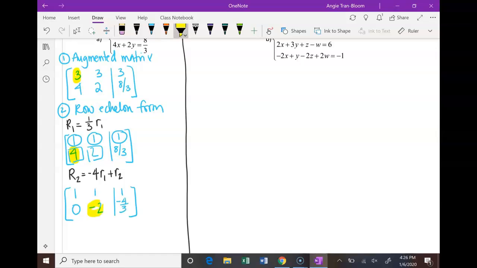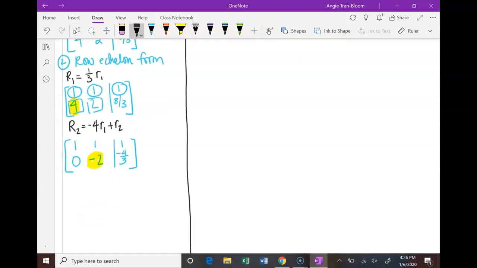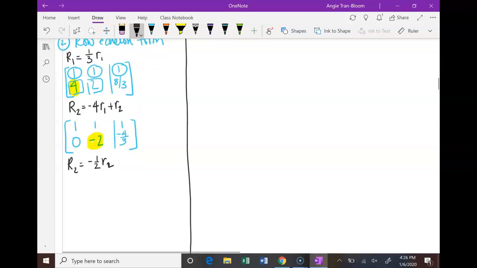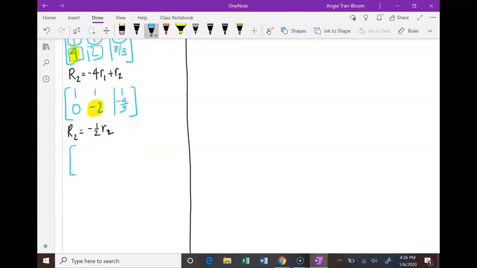Almost there. We now just have to change this into a 1. So that's changing row 2 again. To get that into a 1, I'm going to multiply by its reciprocal. When you change one entry in row 2, you have to change all of your entries. Row 1 again remains unchanged: 1, 1 equals 1. 0 times -1/2 is 0. -2 times -1/2 is 1. -4/3 times -1/2 is positive, and that gives us a positive 2/3.